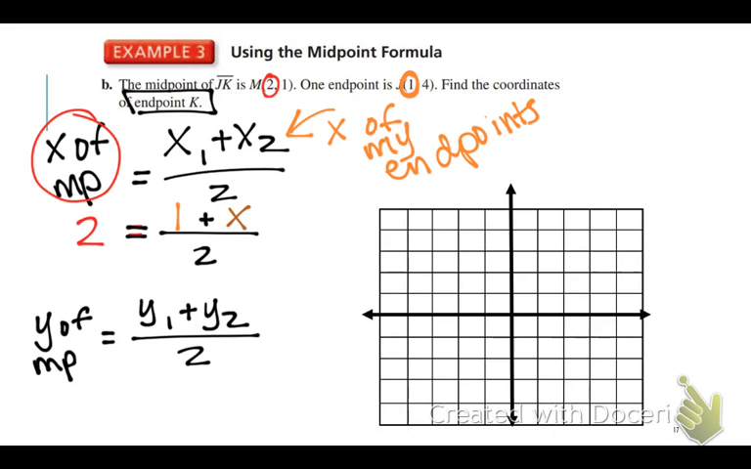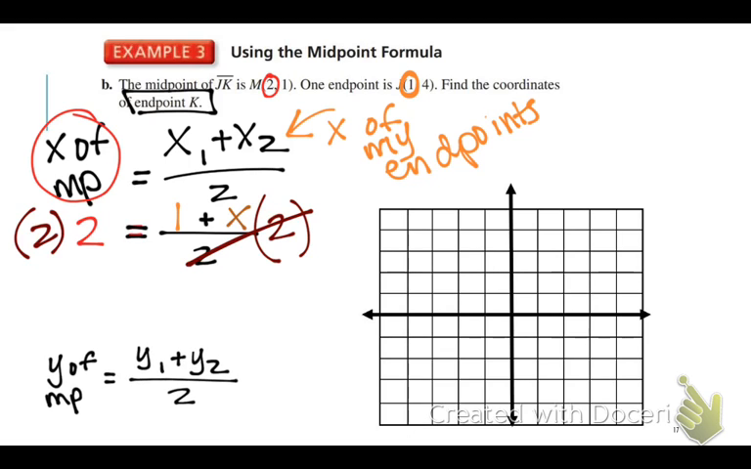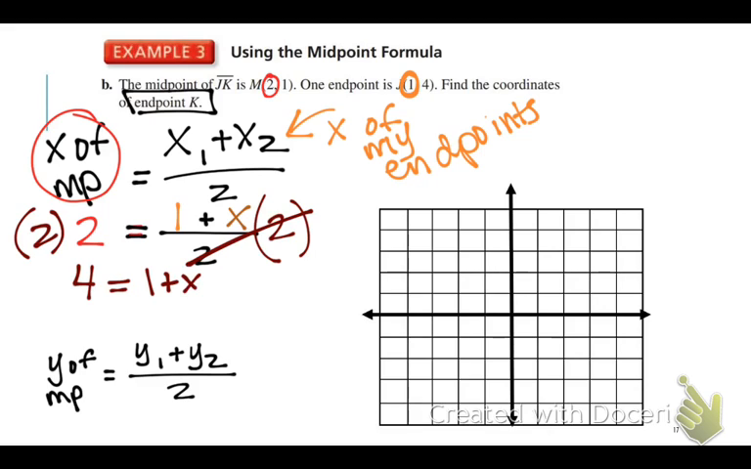Now we have an algebra problem. What's happening to 1 plus x? What is this 2 doing? It's being divided. So how do I get rid of it? I'm going to multiply both sides by 2. Here's why: you cross cancel. Then I have 2 times 2, which is 4. So 4 equals 1 plus x. What do I do next to solve for x? Subtract 1, so x equals 3.